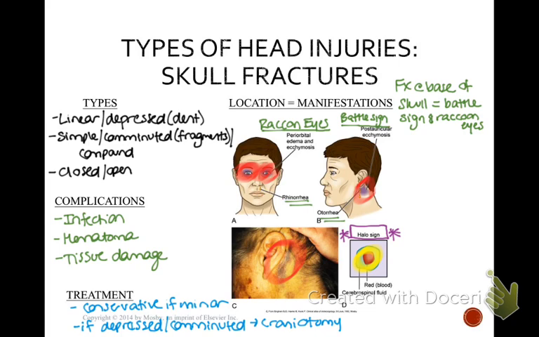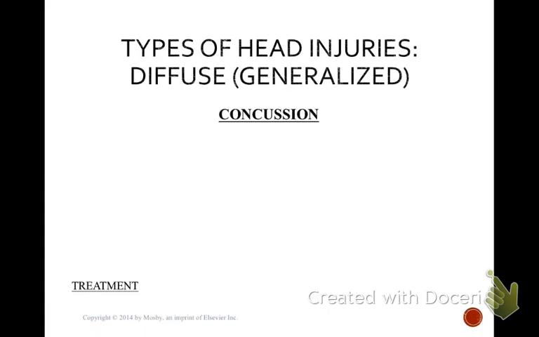So we said that head injuries can be diffuse or localized. If it's a diffuse head injury, that's what we're talking about when we talk about concussions. So what is it? It is a brief disruption in the level of consciousness. Like I said, it's diffuse.